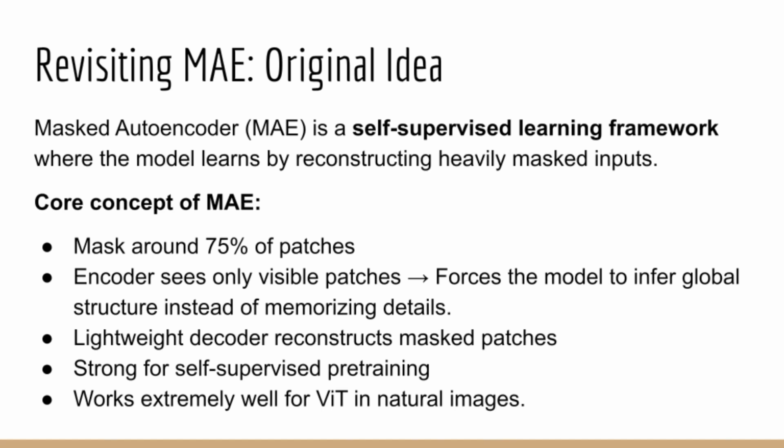The first is the masking mechanism. We randomly mask around 75% of the image's patches. And the second one is the encoder. The encoder then processes only the remaining 25% visible patches. This sparse input forces the model to infer global structure rather than simply memorizing details. And the final one is the decoder. A lightweight decoder handles the reconstruction of the masked patches. This design is incredibly strong for self-supervised pre-training and has achieved great success with ViT in natural images.